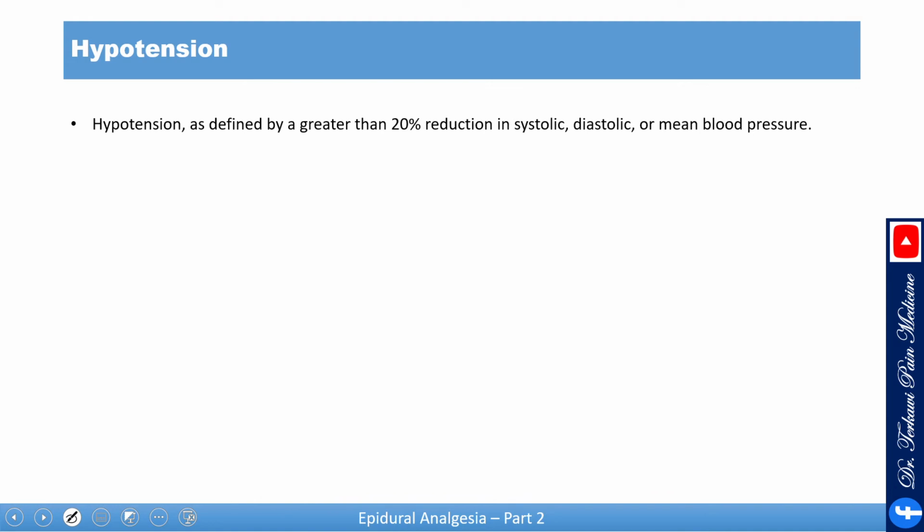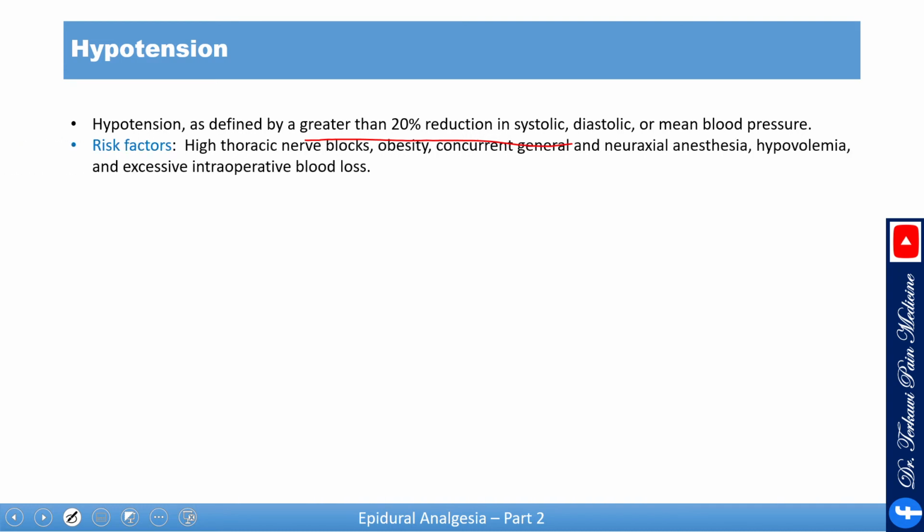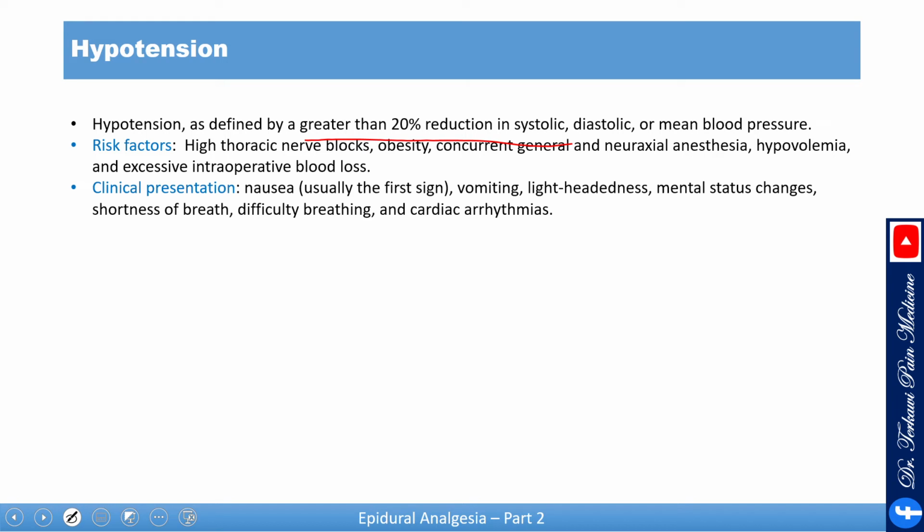Defined as greater than 20% reduction in systolic, diastolic, or mean blood pressure. Risk factors: high thoracic block, obesity, concomitant general and neuraxial anesthesia, hypovolemia, excessive intraoperative blood loss, and labor epidural. Clinical manifestation: the first sign is nausea. When the patient tells you, "I'm nauseated," please jump in and do something. Give vasopressor and make sure you have the fluid open.